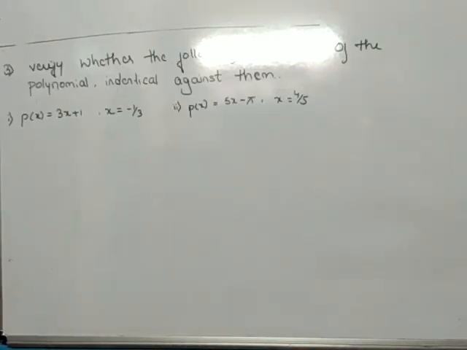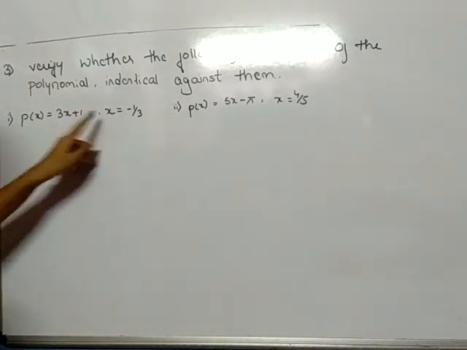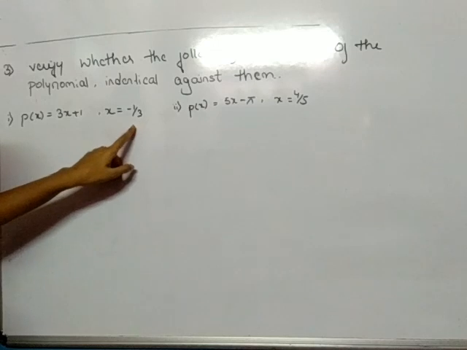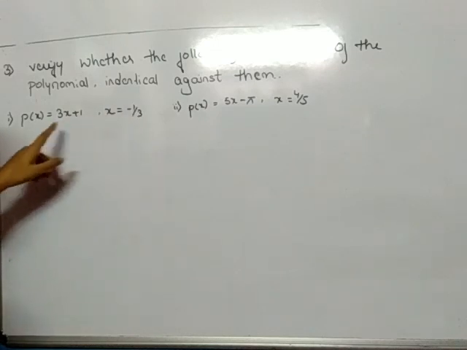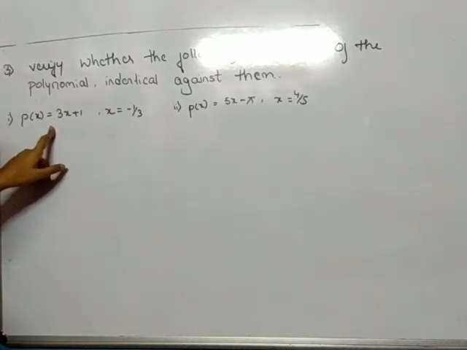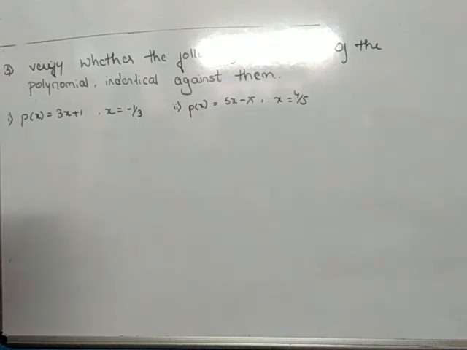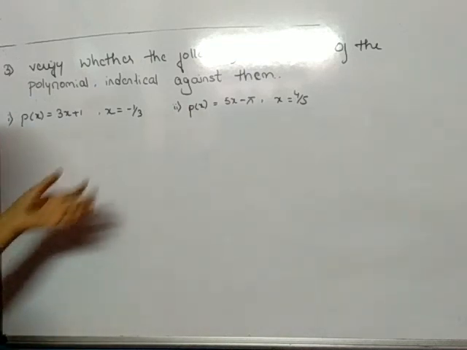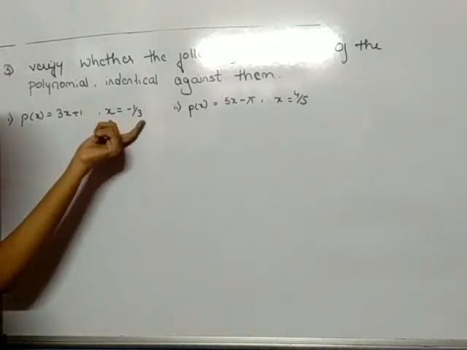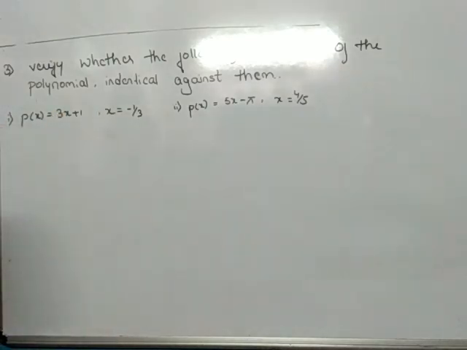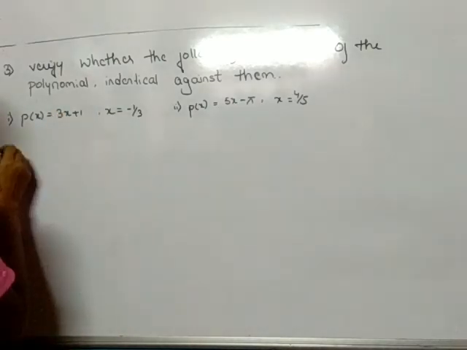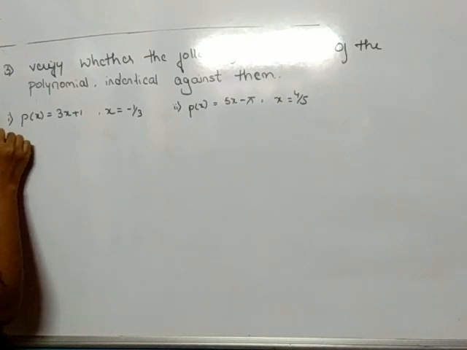Okay, third main, verify whether the following are zeros of the polynomial. Here we need to check: they have given the polynomial and the value of x. We need to substitute the value of x in the given polynomial, and if the polynomial gets the answer as 0, then we have to say that this x value is the 0 of that polynomial. Okay, so let's check them.